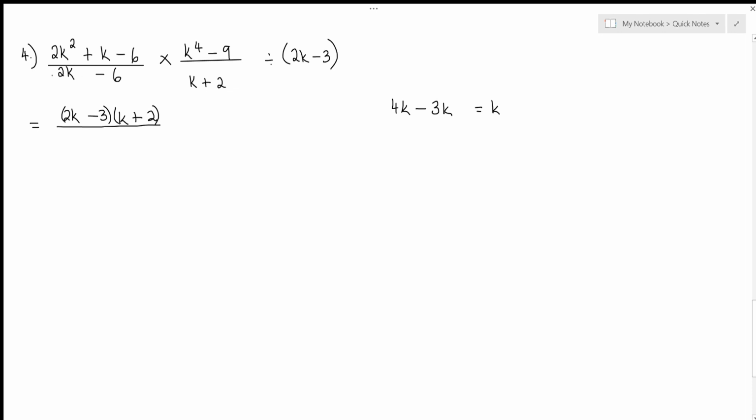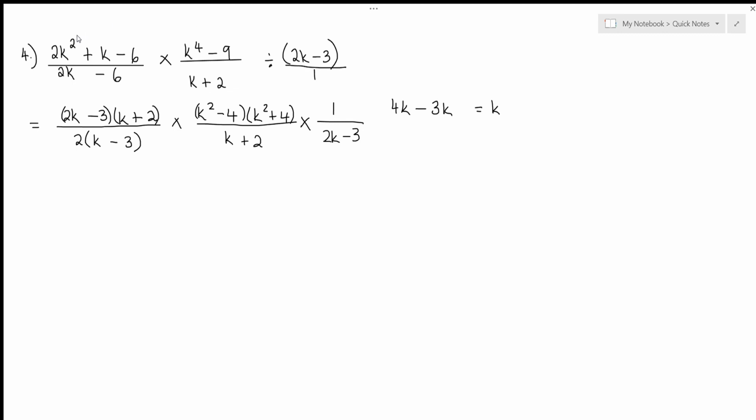Let's look at our denominator. My common factor is 2, and I'm going to get left with k minus 3 times, here I have difference of 2 squares, so this is going to be k squared minus 4 and k squared plus 4. And in my denominator, I'm going to have k plus 2. Now here I have a division, so that's over 1, so that's divided by 2k over 1. So when you have a division, you're going to multiply by the inverse. So it's going to become 1 over 2k minus 3.